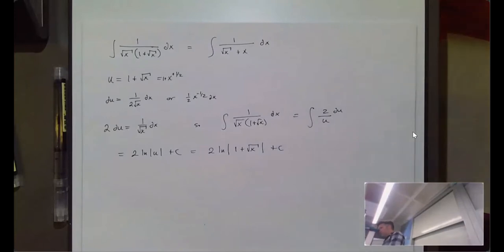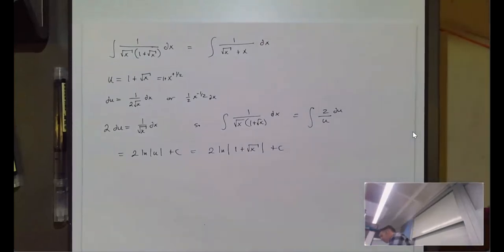Oh, there we go. Nice. Oh, yeah. Okay. Sorry, I found the thing that's before. Yeah. Why do you not use square root of x plus x as the u? So that's a good question.